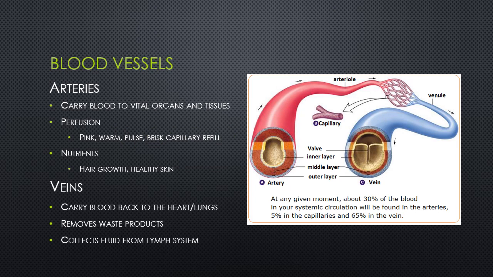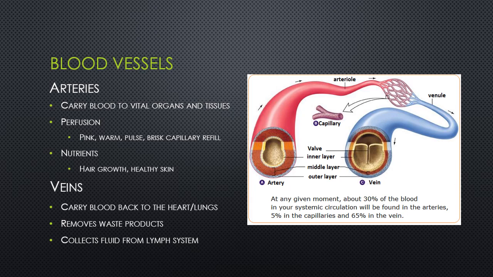Let's begin our review with a discussion about blood vessels. Arteries carry blood away from the heart to vital organs and tissues. Their main role is perfusion and the delivery of oxygen and nutrients. Skin that is well perfused has a normal color, warm temperature, good pulses, brisk cap refill, normal hair growth, and appears healthy. Organs that are well perfused function normally, so you should see normal mental status and good urine output.